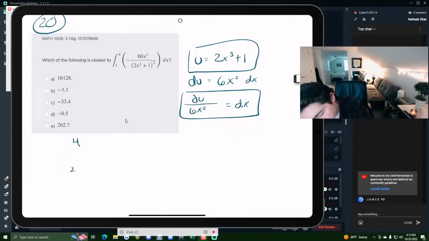We rewrite our integral. So integral from 2 to 4. We leave what we need to leave. So negative 60x squared over. We sub in the u. The u is squared. We'll put this negative right here.